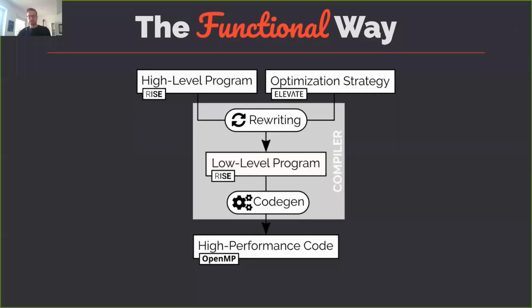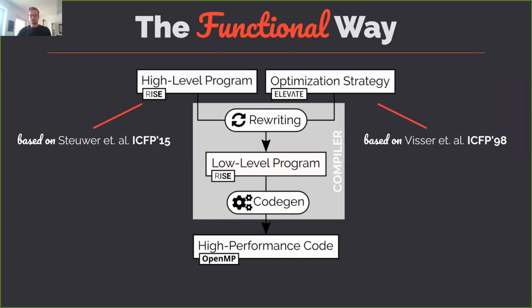And our approach follows the same idea of decoupling computations and optimizations, but we're using the well-established functional programming techniques to express both. So on the top left, we have a high-level program that is written in the functional programming language called RISE that is based on an ICFP paper from 2015. And on the right, you see an optimization strategy that describes how to optimize that RISE program. And this is written in Elevate, which is based on ideas already published in the late 90s.